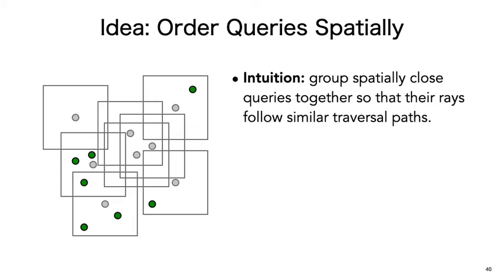So our idea here is very natural. It's to group or to order queries spatially. The intuition is that we should group spatially close queries together so that their rays could follow similar traversal paths to reduce the control flow divergence. And in the graphics parlance, this is called improving the ray coherence.